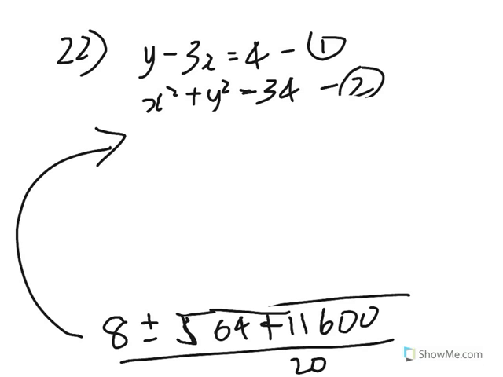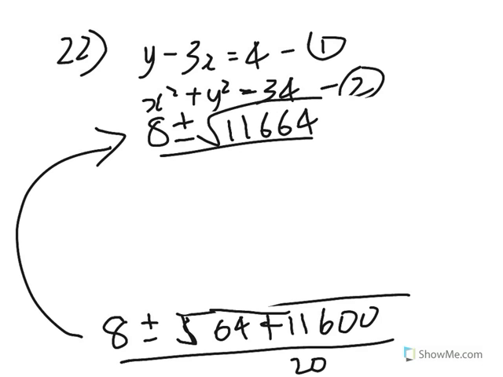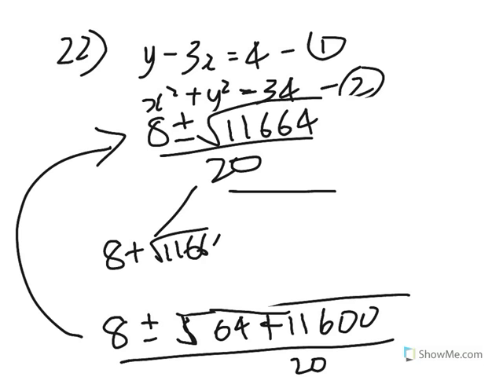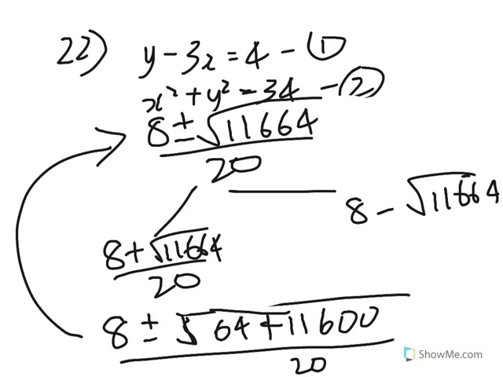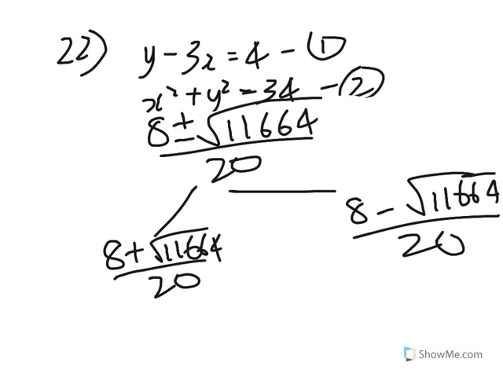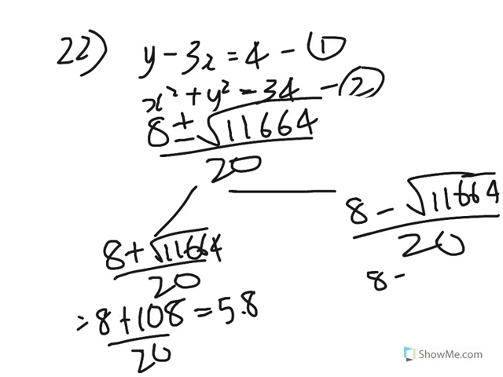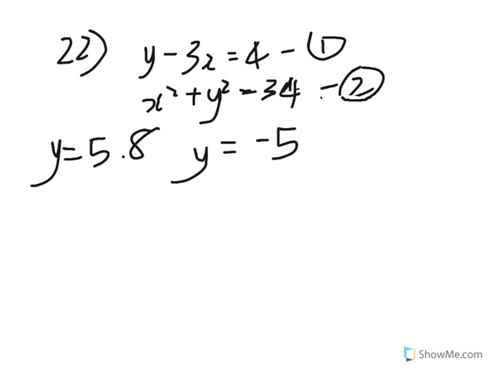Sorry, but I have very little space, so I have to keep erasing. So you get 8 plus or minus the square root of 11664, over 20. Now you take the two possibilities: 8 plus square root 11664 over 20, or 8 minus square root 11664 over 20. So you get 8 plus 108 divided by 20, which is equal to 5.8, or you get 8 minus 108 over 20, which is equal to negative 5. Okay, so you have these two values of y after so much calculation.